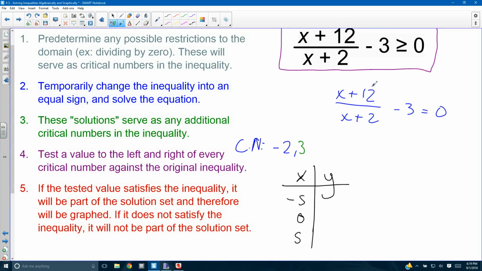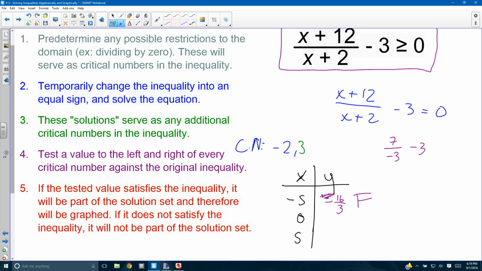-5. -5 plus 12 is 7. 7 over -5 plus 2 is -3. 7 over -3 is a negative number. A negative number minus another number will be a negative number. I don't really care what this number is. I'm not trying to calculate the whole thing. I know it's negative. Negative is not greater than or equal to 0. Whatever this number is, it's false. If you truly want to know, it's -16 over 3. -16 over 3 is false. I guess there's no reason in not writing that. But I am once again saying that that's a good reason why you want to test it against 0.